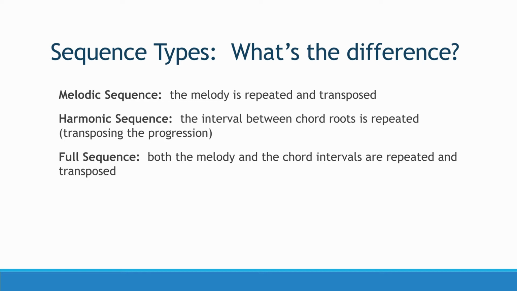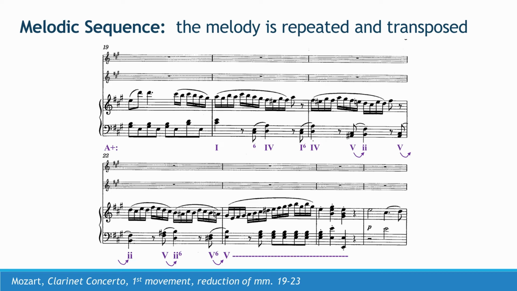Let's start by looking at the melodic sequence. The example I have on screen for you is from Mozart's Clarinet Concerto, first movement. This is the piano reduction, but the piece is for orchestra. Let's have a brief listen to this section of the piece.